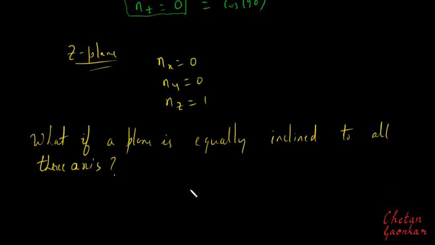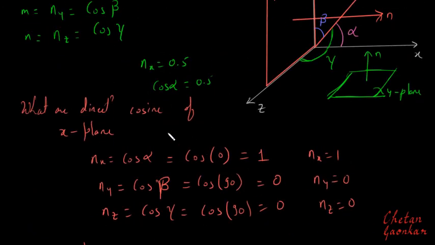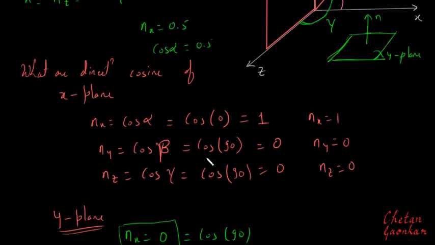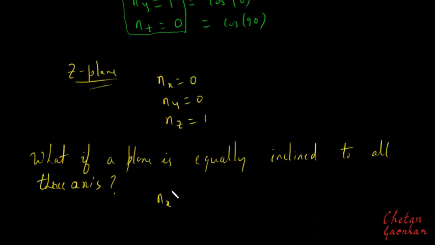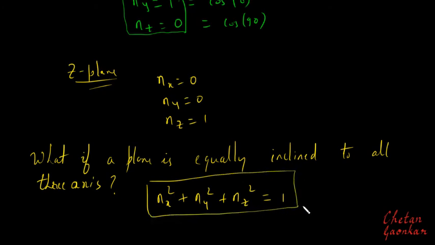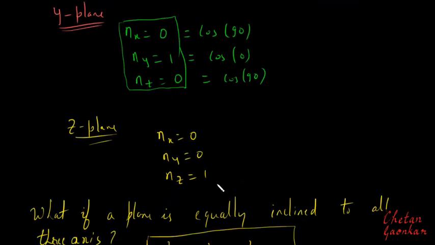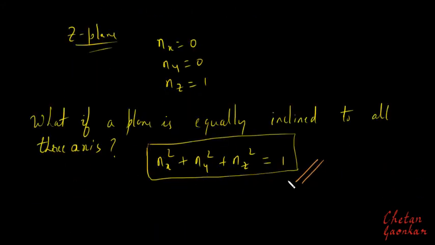For this, we'll have to know one property of direction cosines: nx square plus ny square plus nz square will always be equal to 1. This is a very important property which we'll be continuously using to solve problems in this course, Advanced Mechanics of Solids. The sum of the squares of the direction cosines will always be equal to 1, and this is very much visible for the x plane, y plane and z plane, right? With the help of this property, we can easily find the direction cosines of this plane.